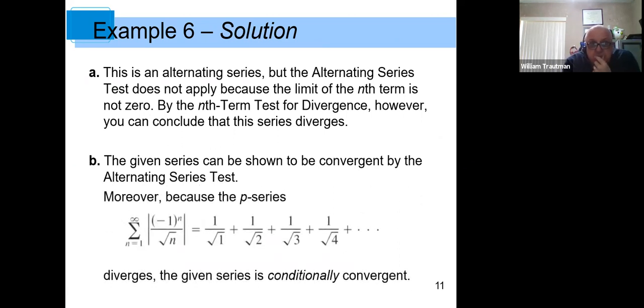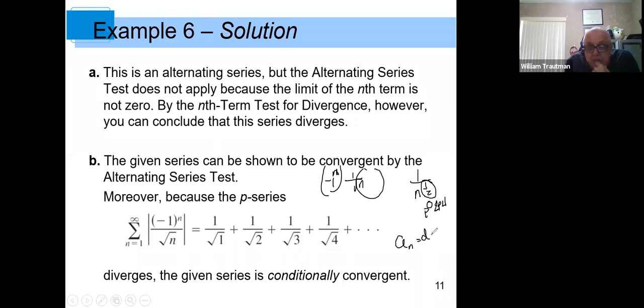Now the second one. The second one is, once again, the a sub n is 1 over the square root of n. The other part is the alternating part. We want to look at this part. 1 over the square root of n is n to the 1/2. And that's the p series. If you remember, P is between 0 and 1. Then this part diverges. The a sub n part diverges.